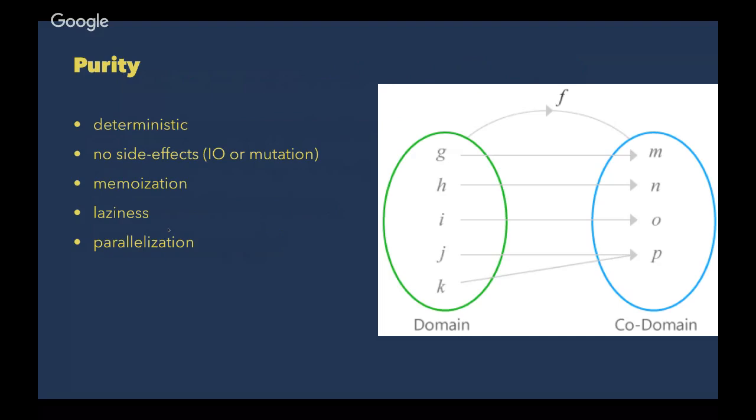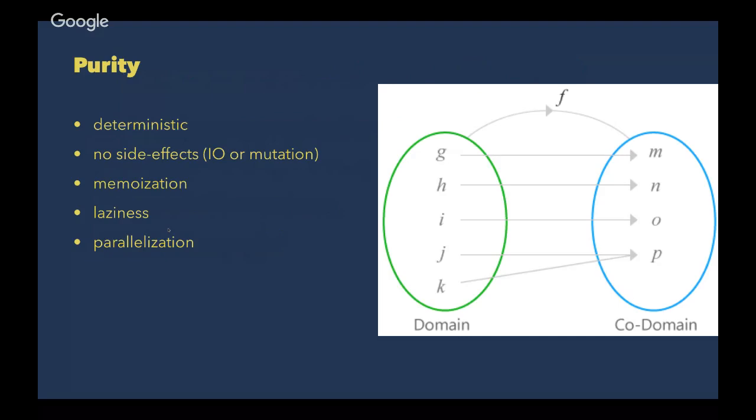Now we're going to talk about purity. So we were talking about pure functions. Pure functions are functions that return the same output given the same input, always. And we can divide the definition of pure functions into two main conditions. The first is that the function is deterministic. It means that given the same input, it always gives the same output.